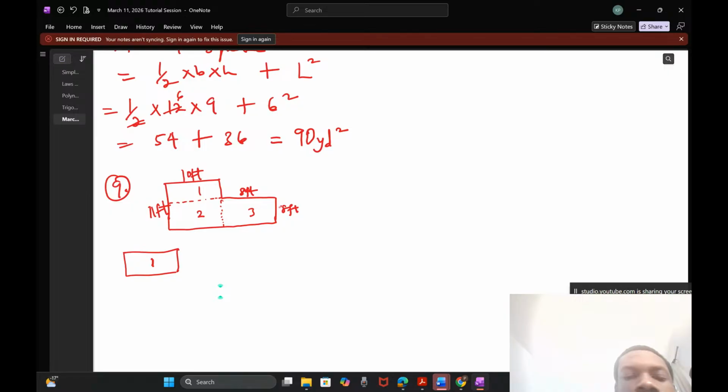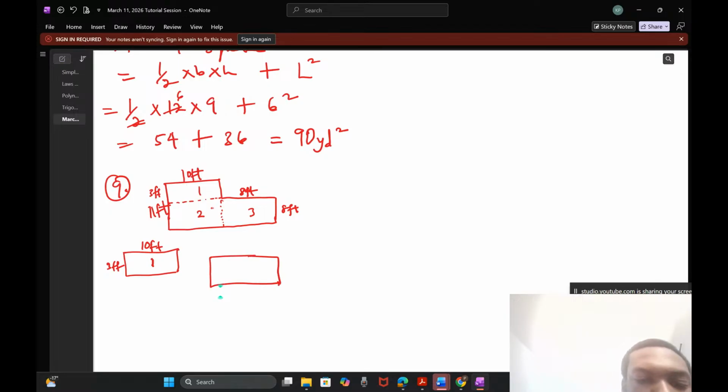So it says that this side is 8 feet, right? And it says that the whole length from here to here is 11 feet. So therefore, this place will be 11 minus 8. That will be 3 feet. This place is 3 feet. So this is 3 feet. This is 10 feet. So now let's draw out shape 2.